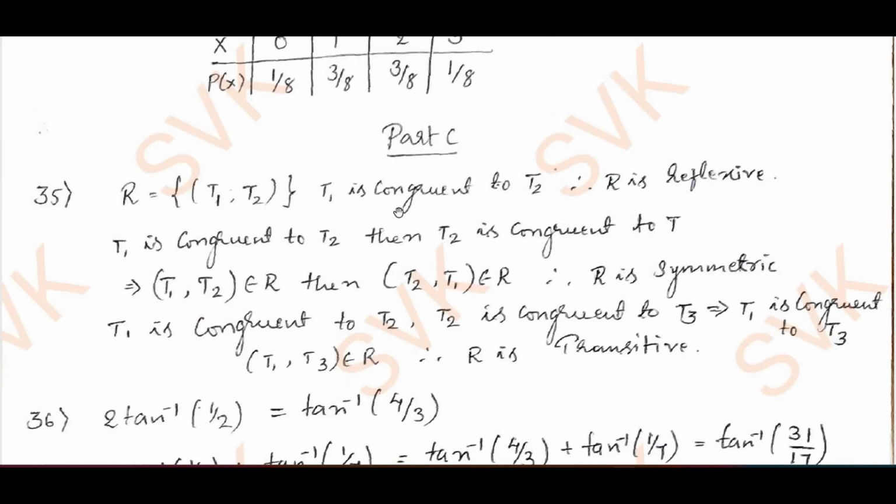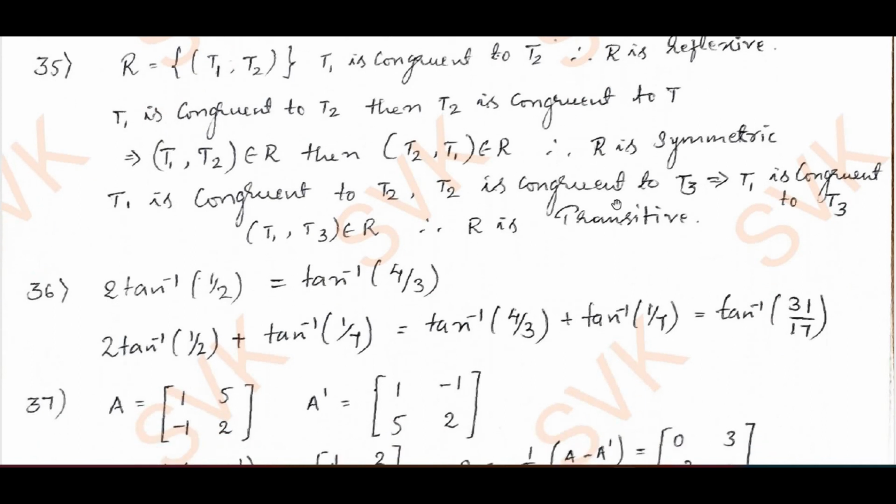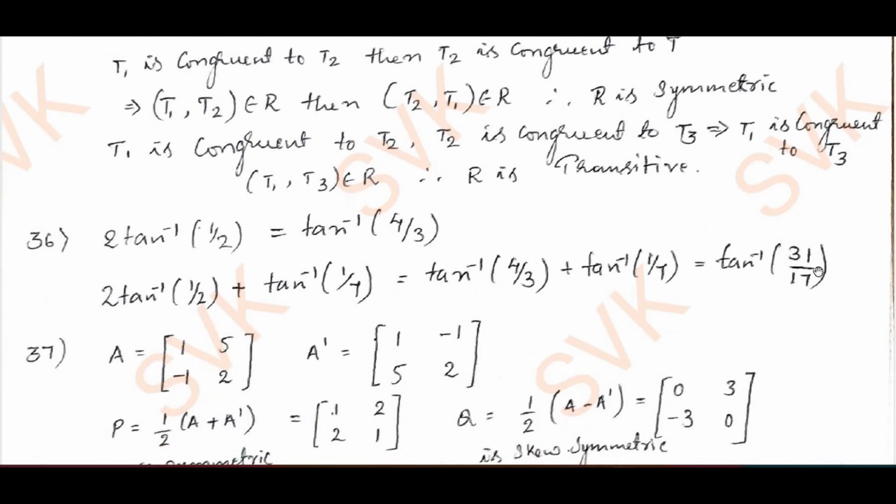Moving on to part C, I need to show that R is an equivalence relation. Whether it satisfies equivalence relation or not, we require to show that here. Definitely R satisfies reflexive, transitive and symmetric. Therefore, it is called equivalence relation. Moving on to 36, I have got the value of tan inverse 31/17.